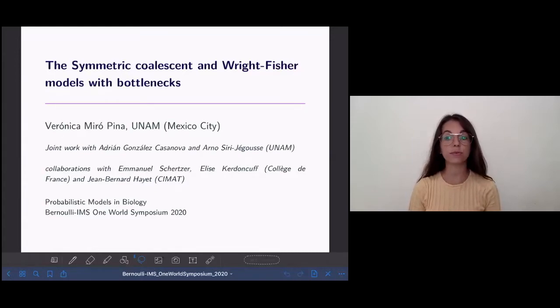I will also present some ongoing work in collaboration with Emmanuel Scherzer and Elise Cardoncuff from Collège de France and Jean-Bernard Hayet from CIMAT, Mexico.